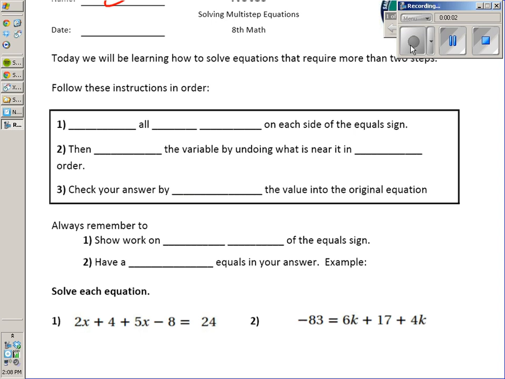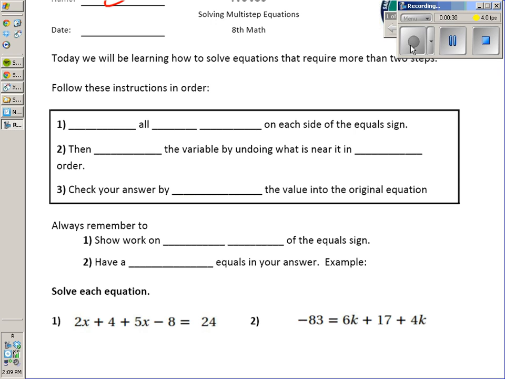Good afternoon, 8th graders. This is our lesson on solving multi-step equations. So these are going to be equations where there are more than two terms on at least one side of the equation. So if you look at your example here at number 1, we can see there are 1, 2, 3, 4 different terms on the left side of the equation. So this is going to involve a little more than what we've done so far.